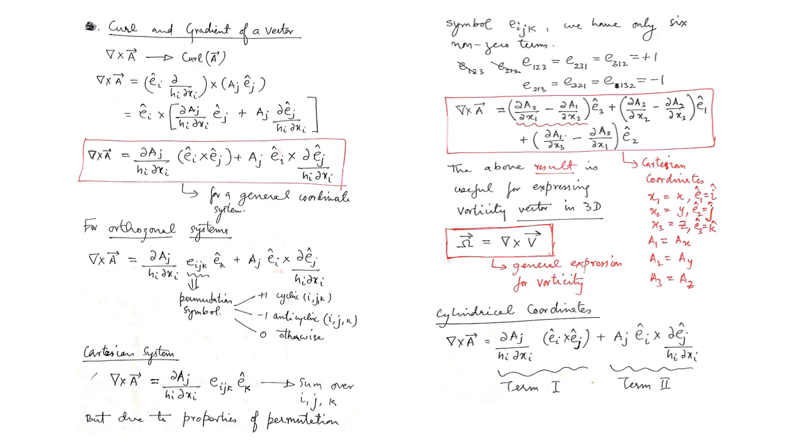In Cartesian coordinates, you can replace x1, x2, x3 by xyz and e1 cap, e2 cap, e3 cap by ijk, and a1, a2, a3 by ax, ay, az. So you get the expression in Cartesian. Now notice that the above result is useful for expressing vorticity vector in 3D. Why? Because if you recall, when we introduced vorticity, we were doing it in 2 dimensions, and therefore we had only the third direction component of vorticity only.